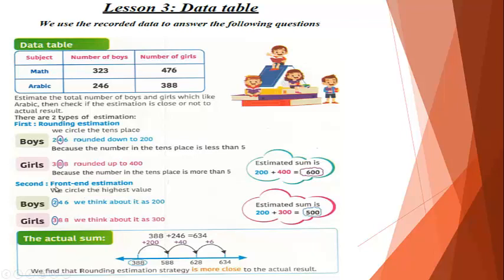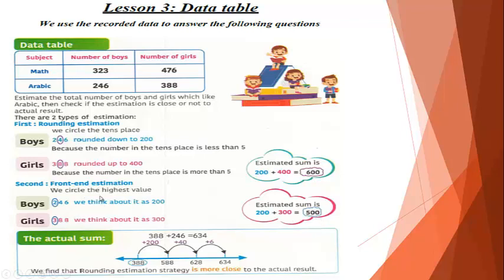The other way is called front end estimation. How can we make it? We are just looking at the front end, from its name, and put a circle on the highest value, the front house. Where's the highest value here? It's the hundreds, of course. It's 2 in hundreds. I'm going to write it as it is. It's just 200. And here, circle the 3. Write it as it is. It's just 300. And then add the two estimated numbers. 200 plus 300 equals 500.